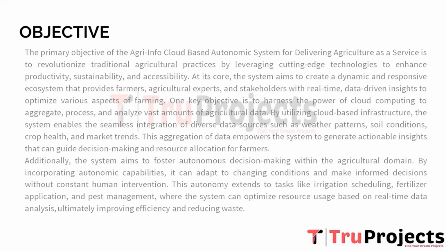Additionally, the system aims to foster autonomous decision-making within the agricultural domain. By incorporating autonomic capabilities, it can adapt to changing conditions and make informed decisions without constant human intervention.